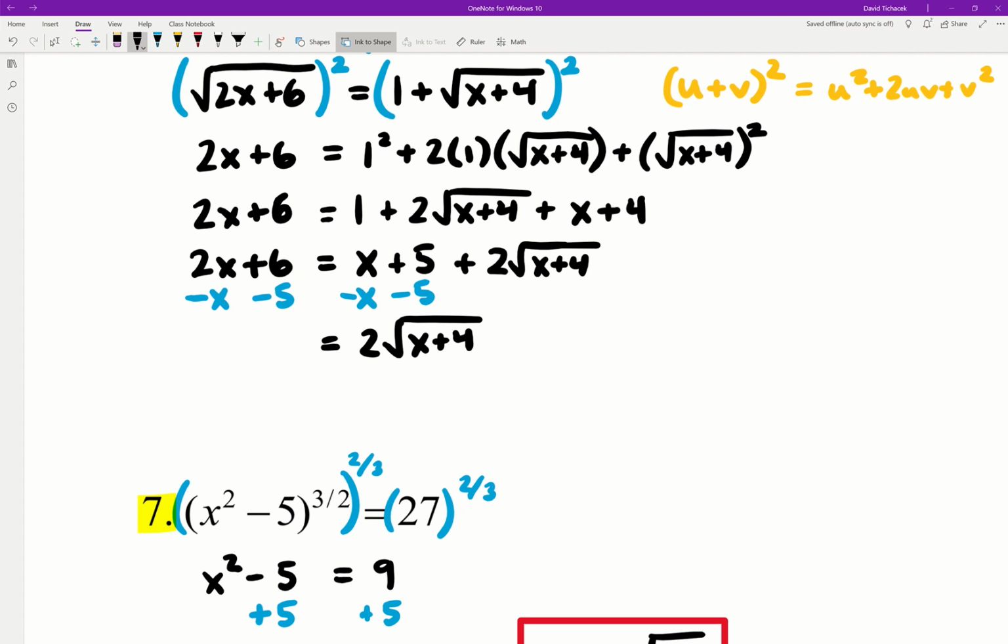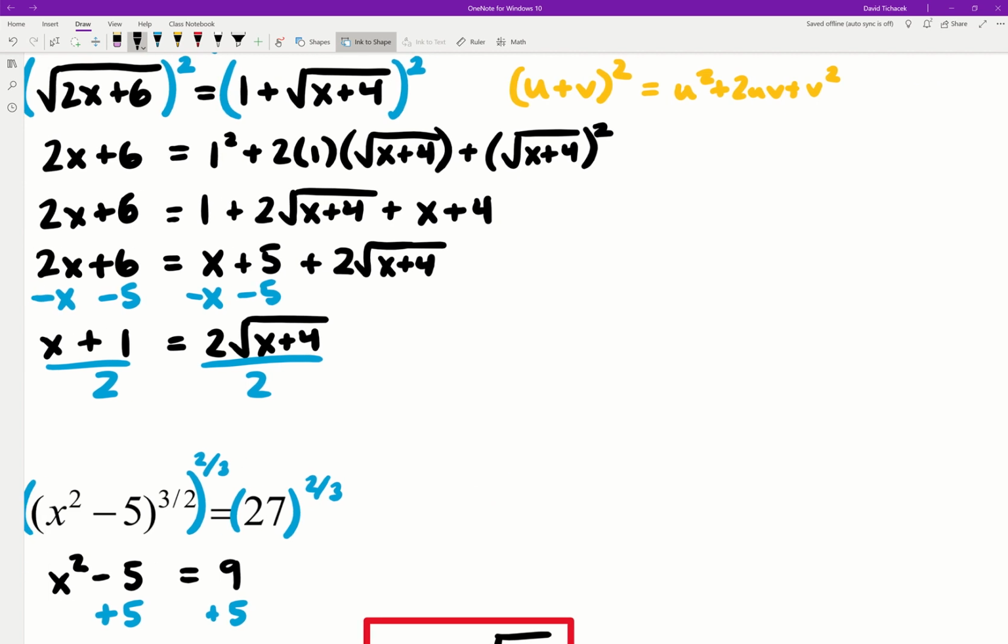And then on the left, we are ending up here with x plus 1. There we go. And now we want to get that radical by itself, of course, again. So we're going to divide both sides by 2 to get rid of that 2 times. And where I've got some room, I'll go ahead and continue here.